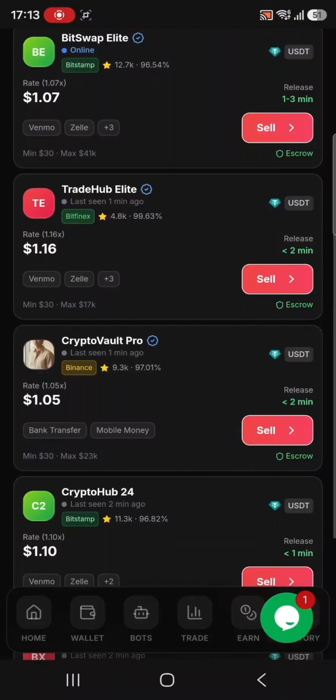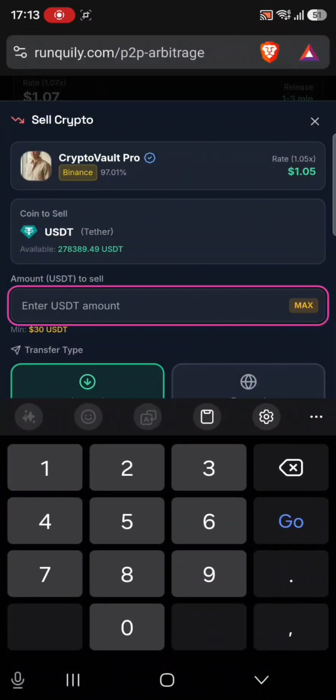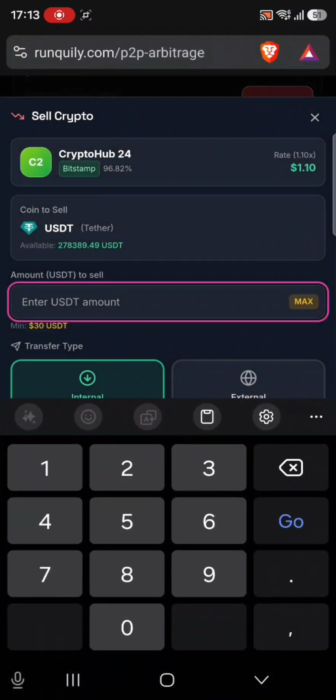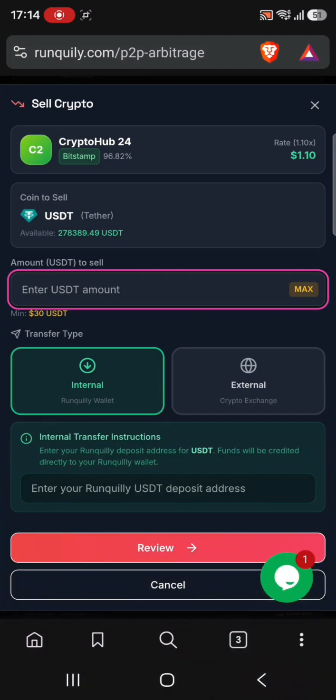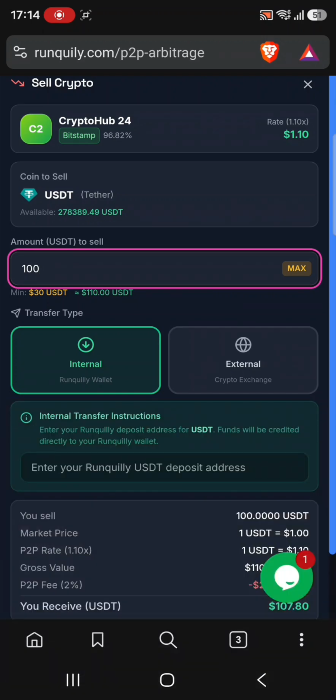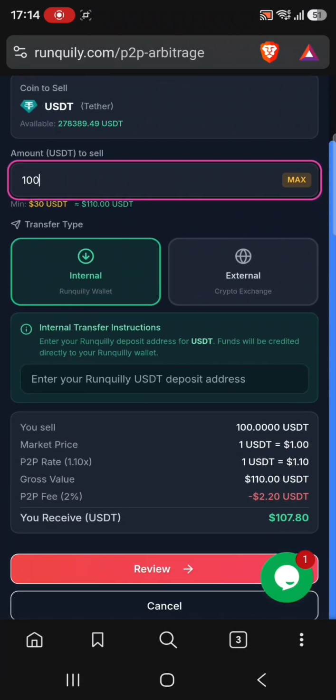So today I'll be sending, which rate is this? You should check the rates also. Let's sell at the rate of 1.10. So I will be selling USDT. I have a lot of USDT held in Ranquilly for this crypto arbitrage opportunity, and I'll be selling 100 USDT. So I want to show you what 100 can actually make you.